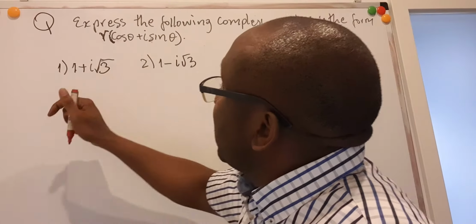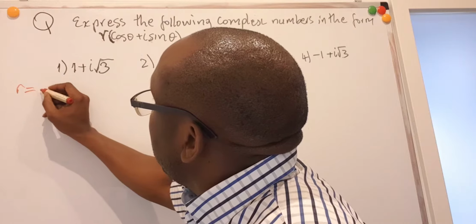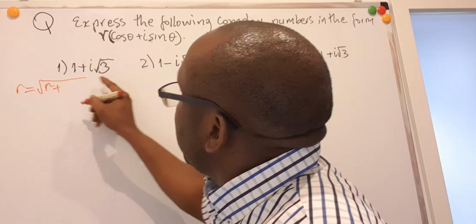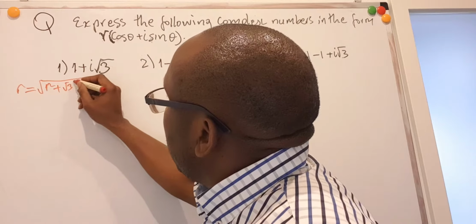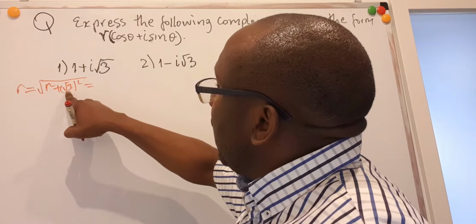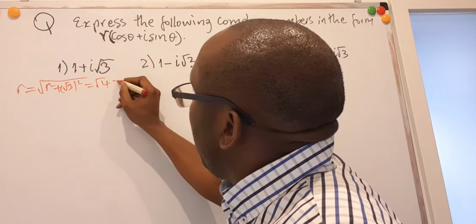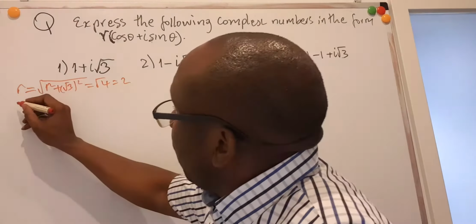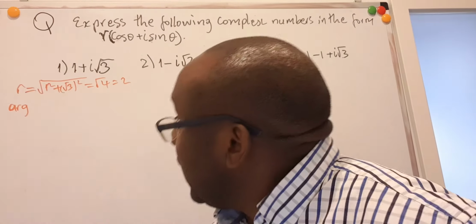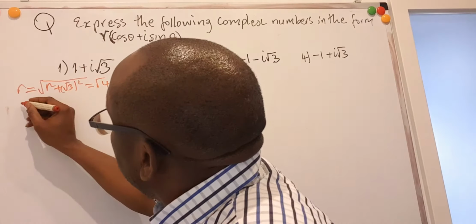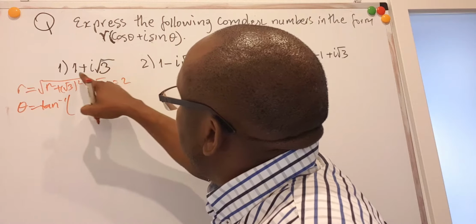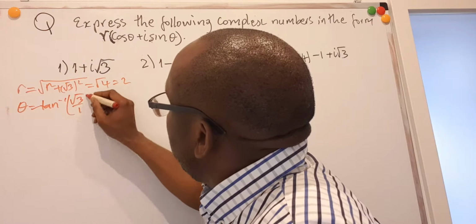So let's say we have this complex number, then we know that the modulus r is simply the square root of the real part squared, 1 squared, plus the imaginary part squared, root 3 squared. 1 squared is 1, root 3 squared is 3, 3 plus 1 is 4, so this is the square root of 4, and that is 2. For the argument, let's just say theta. Our theta should be equal to the tan inverse of the imaginary part divided by the real part, so that's root 3 divided by 1.